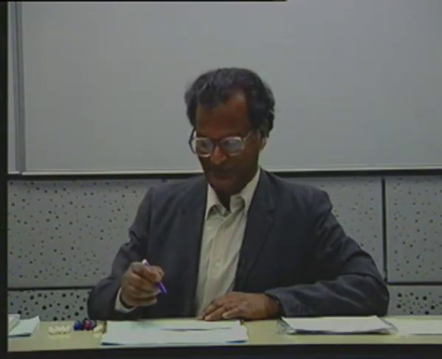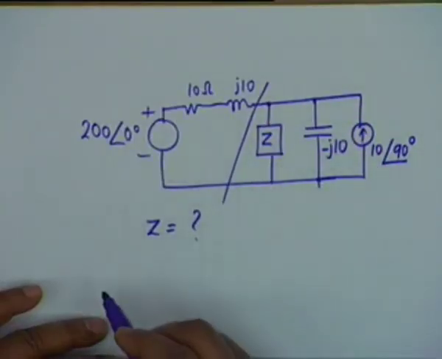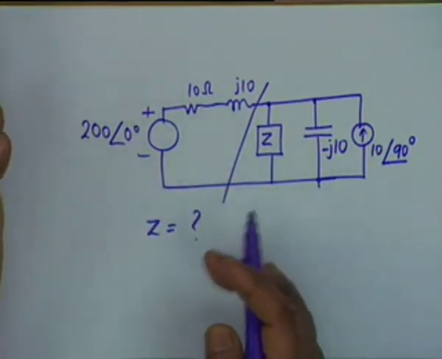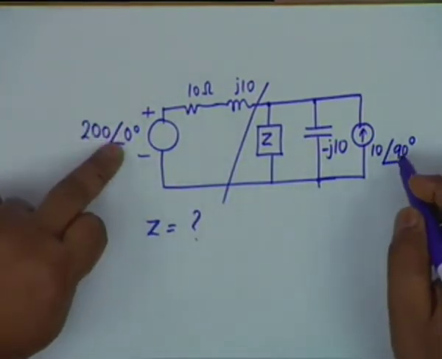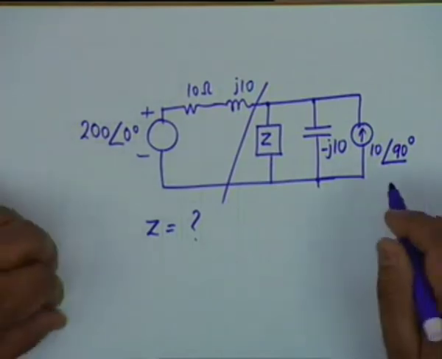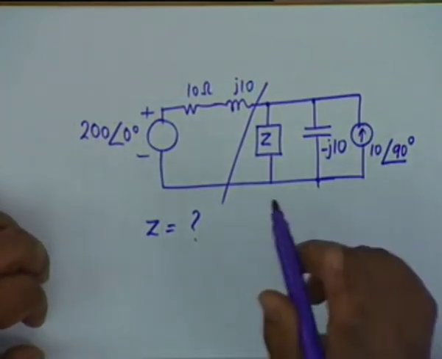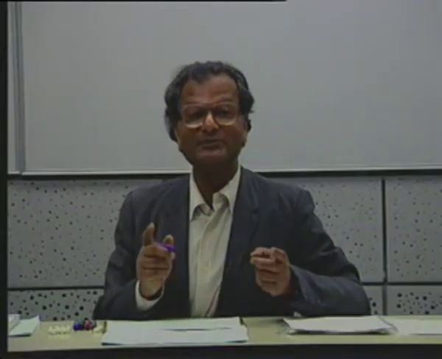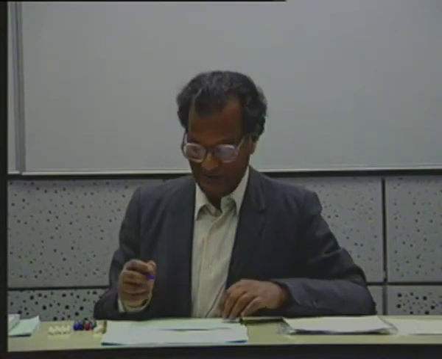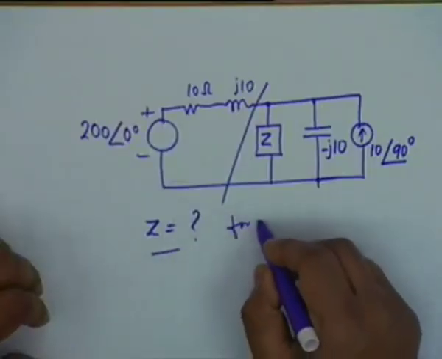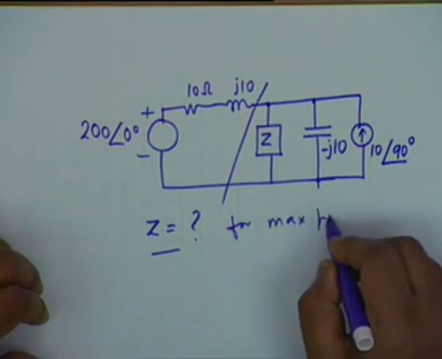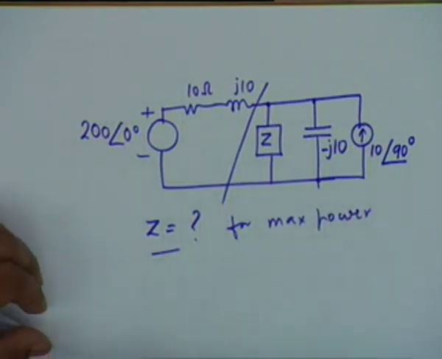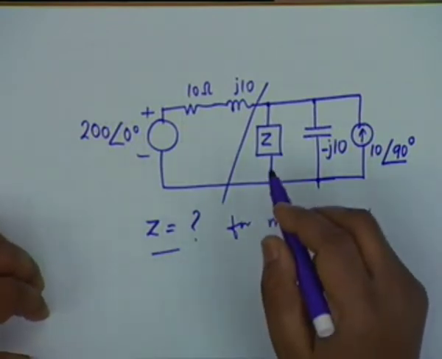Of course. We will apply Norton's to the left of this, and I shall combine that current generator with this current generator. Surely, no problem. But the question here is different. Do I have to combine? No. The question is, what is Z for maximum power absorption by Z, for maximum power in the load?